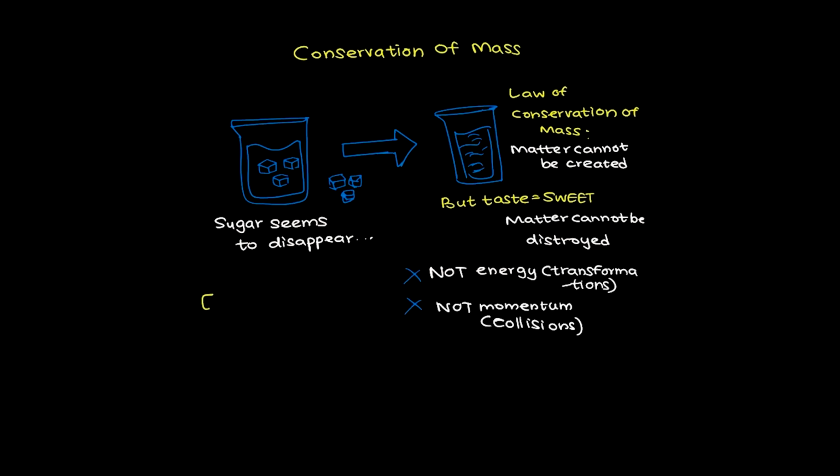Conservation of energy is about energy transformations, not matter persistence. Conservation of momentum deals with motion in collisions. Universal gravitation describes attractive forces between masses. Only conservation of mass explains why matter persists through physical and chemical changes.